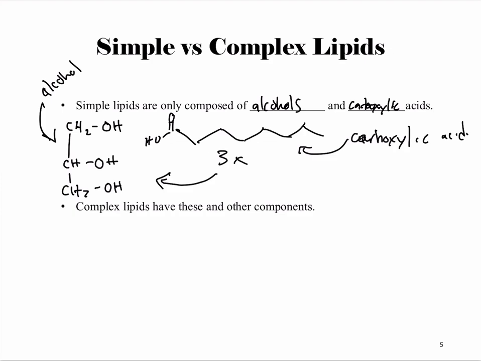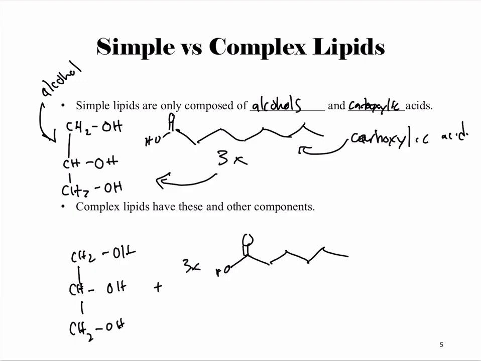And then complex lipids are going to have these and then potentially other components. So we may have something that has a glycerol molecule that combines with a fatty acid, 3 times, but maybe the OH has some other amine group on it or something like that, right? That's what makes it a complex lipid.